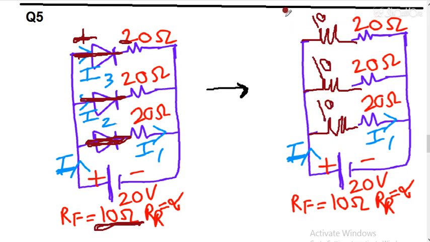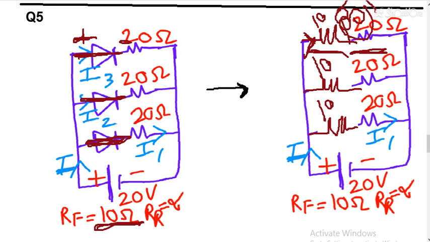So this 10 and 20 are now in series. Current is not divided, current is common for these two resistances. So 10 and 20, these two are in series, so it will give me a new resistance that has the value of 30. So we get a new resistance of 30 ohm.